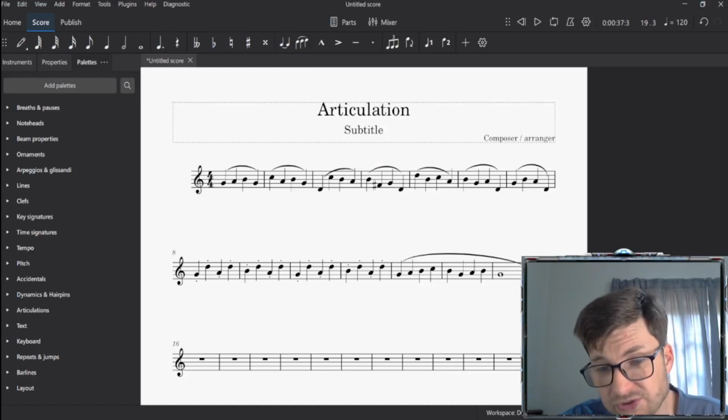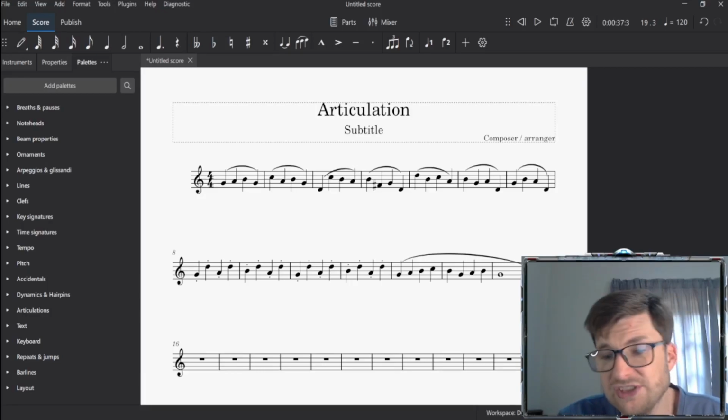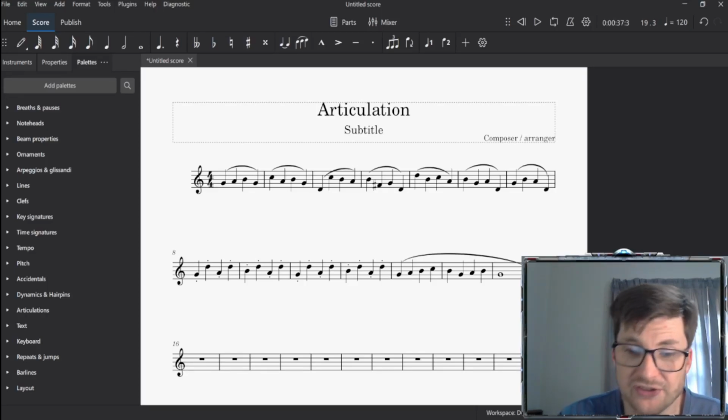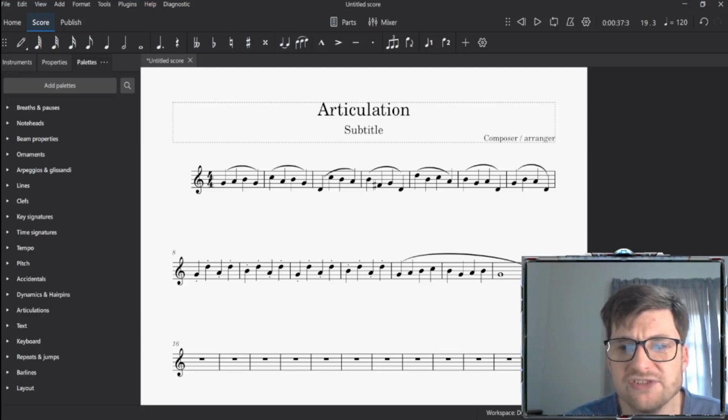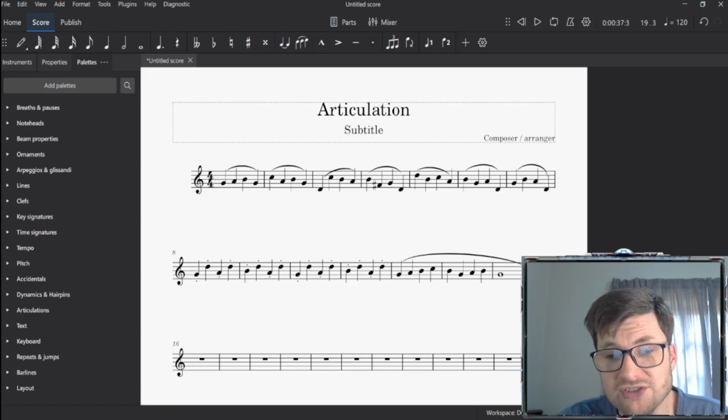On bowed instruments like violin, viola, cello, and double bass, we have what's called a pizzicato. This tells us to play the notes by plucking the strings with a finger instead of bowing, which you would do for both legato and staccato. A lot of what makes a piece of music sound like it's being performed by a human comes down to articulation. I'll leave you with this thought.